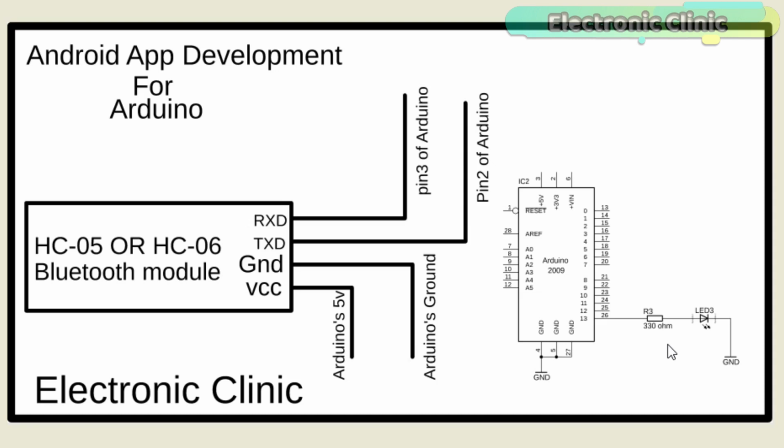It really doesn't matter if you use a 2.5 volt LED or a 5 volt LED, or even if you add a relay to control a 220 volt AC bulb. It will have no effect on the programming. On the left side, you can see a Bluetooth module. You can use HC-05 or HC-06 Bluetooth module.